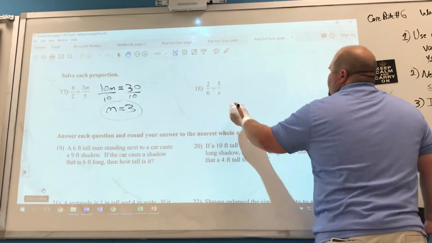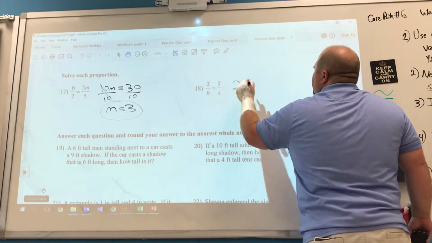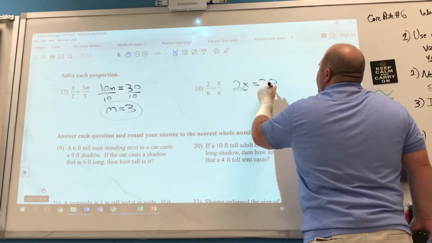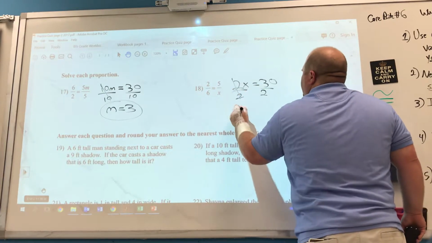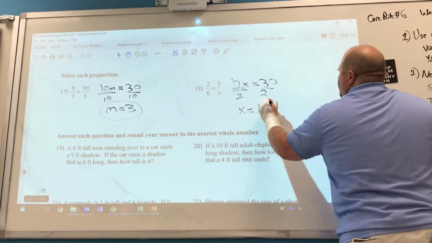Number 18. 2 times x is 2x. 6 times 5 is 30. Divide both sides by 2. X equals 15.